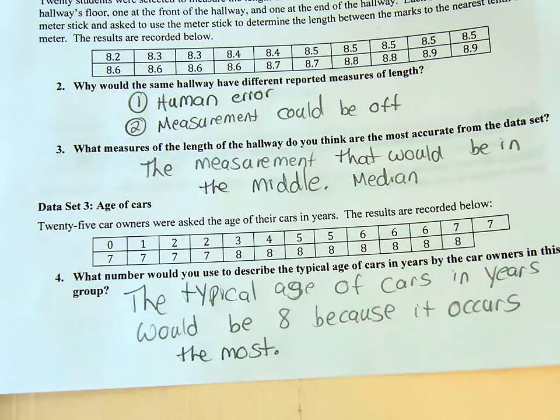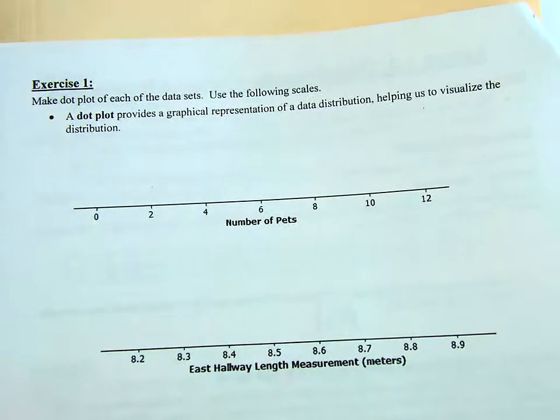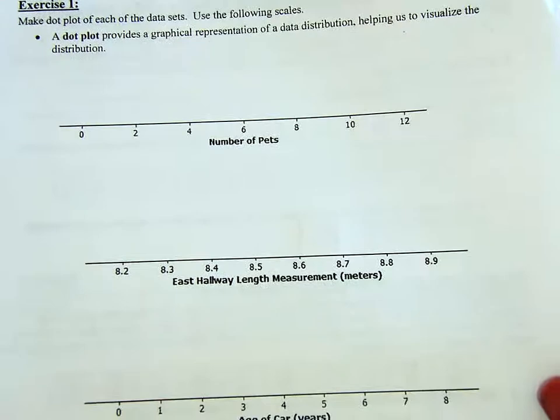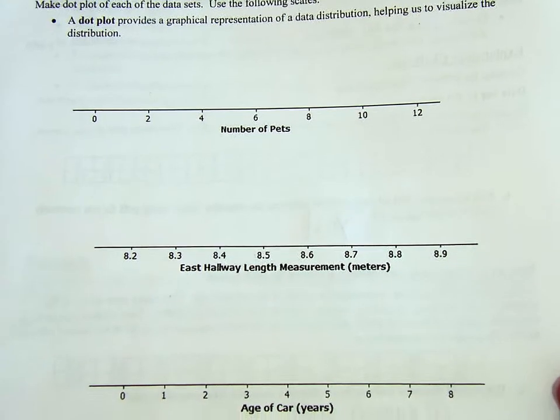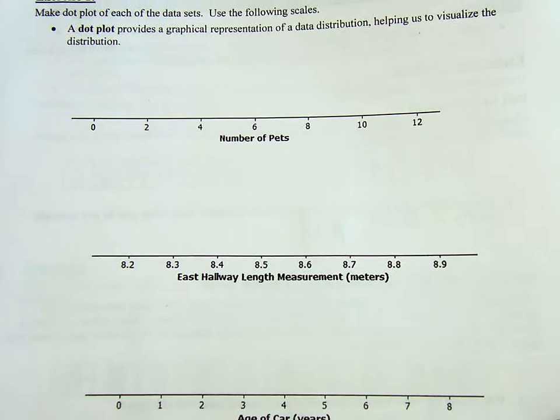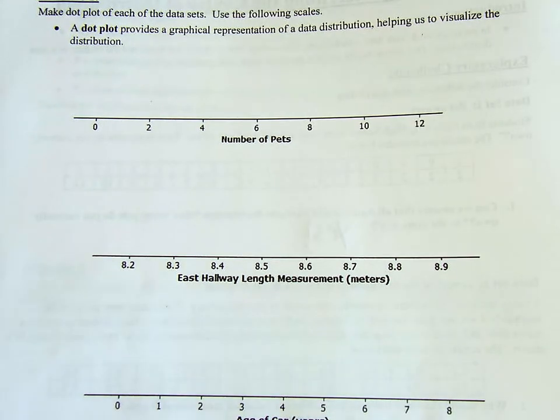But now we're going to go into finding the mean and the median and seeing what the difference is between the two. So let's go into this. They want us to make a dot plot for each of the 3 data sets. A dot plot provides a graphical representation of a data distribution, helping us to visualize the distribution.